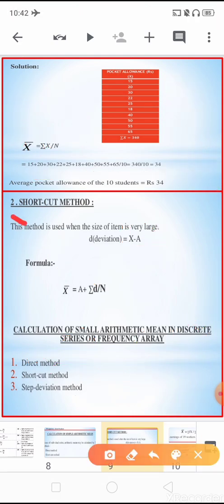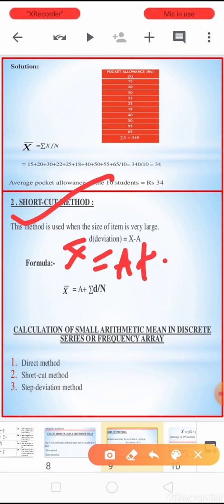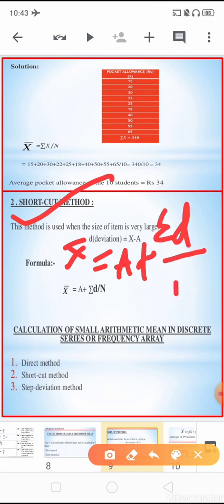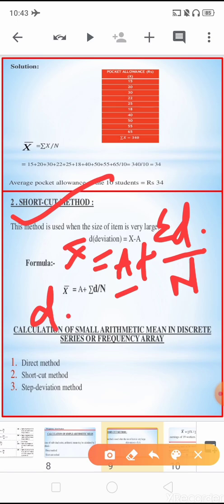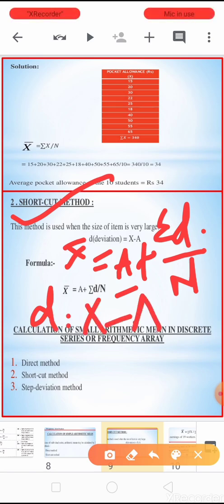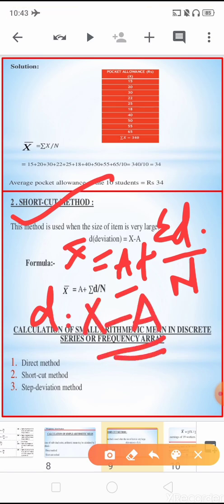The same we can also calculate by the shortcut method, and the formula we will apply is x bar equals a plus sigma d upon n. A is the assumed mean, sigma d is the sum of deviations, and how is d calculated? d equals x minus a. So this we are going to see in the next slide.